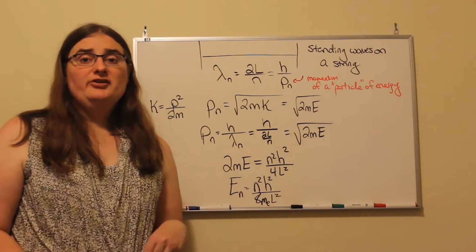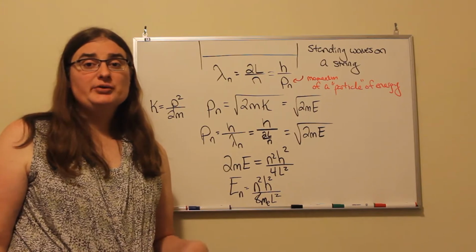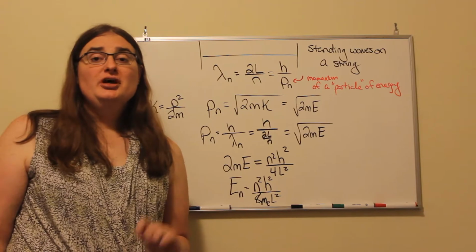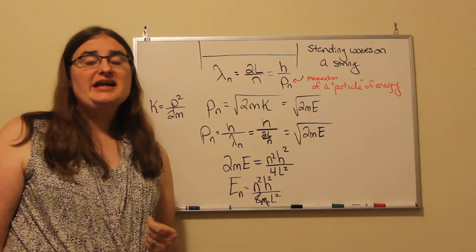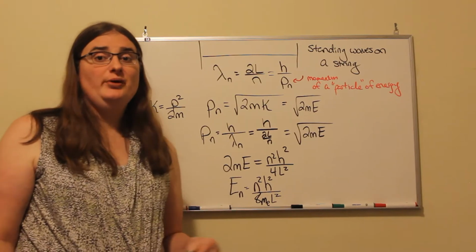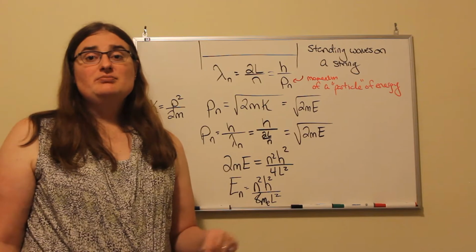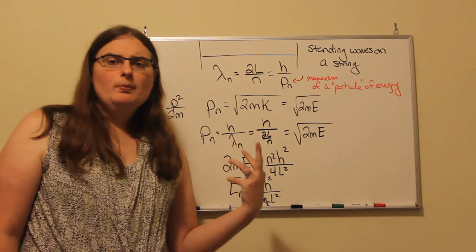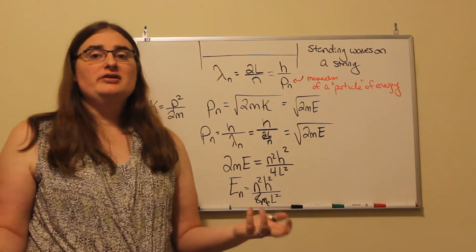Hi, I want to talk about how we can arrive at a situation of finding discrete energy levels in quantized systems by going back to the problem of having a standing wave on a string fixed at two ends and applying the resonant modes that we see to a particle analog, some sort of particle of energy.